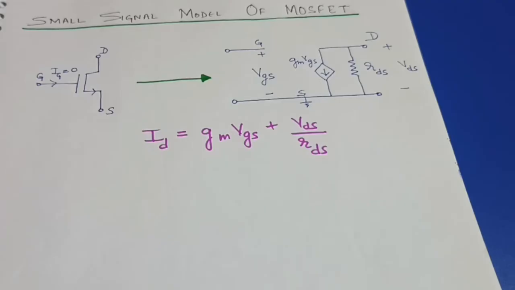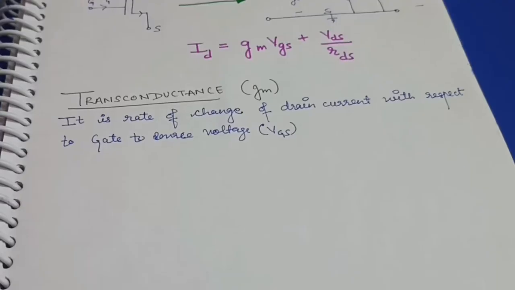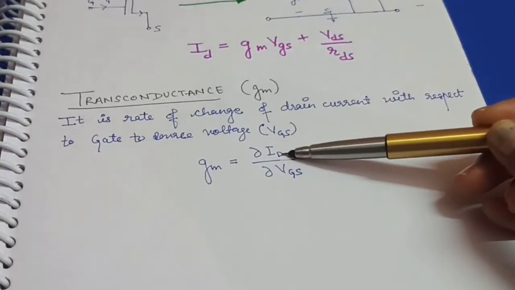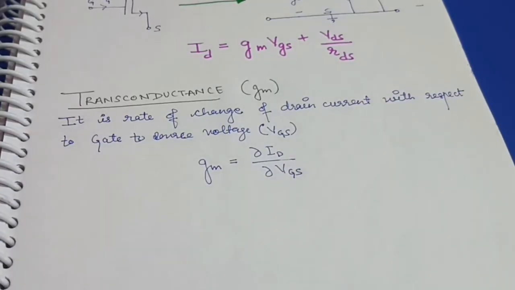First of all, I am going to discuss transconductance, that is gm. It is the rate of change of drain current with respect to gate to source voltage, that is VGS, or we can define it as the slope of transfer characteristic, right? Now that's the formula for gm, that is dID by dVGS. ID is the drain current and VGS is the gate to source voltage.